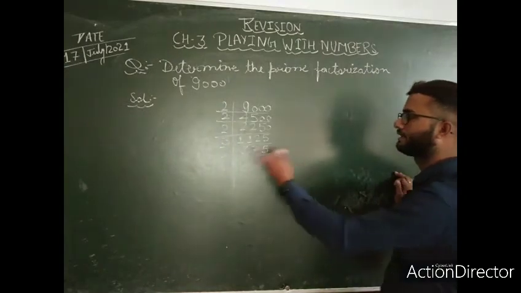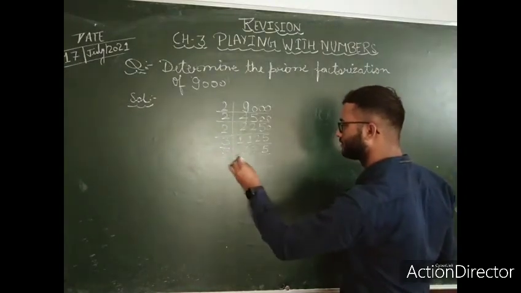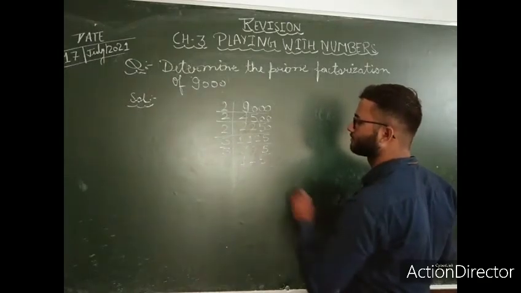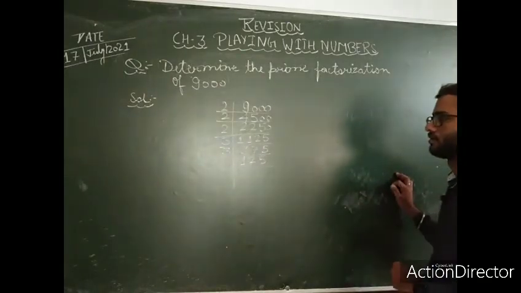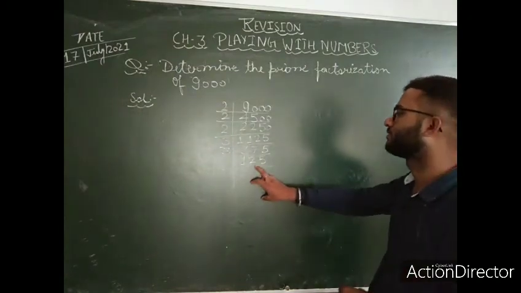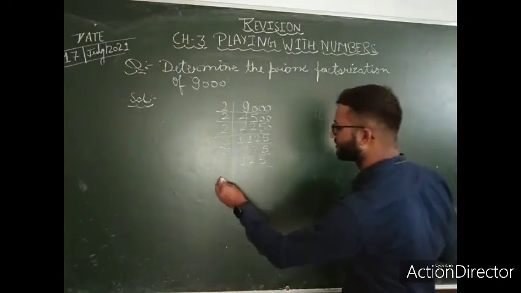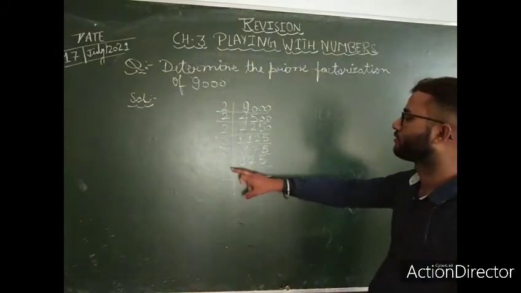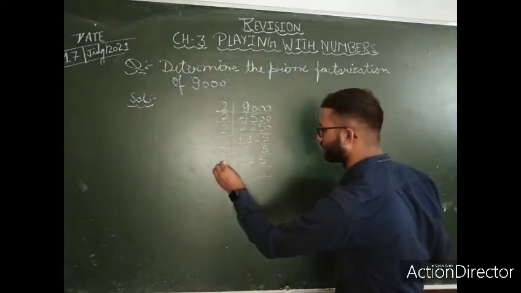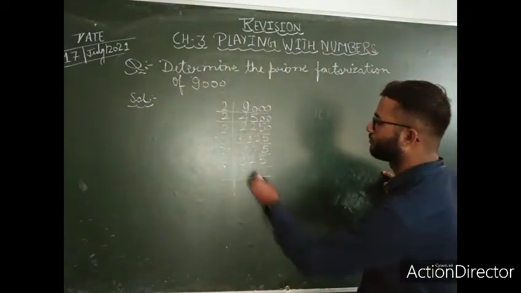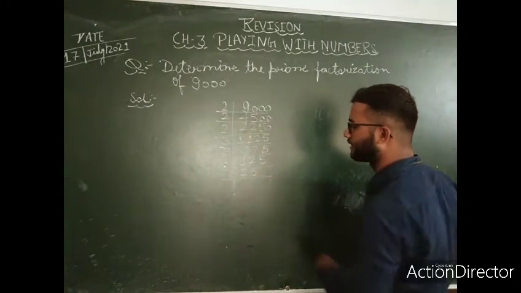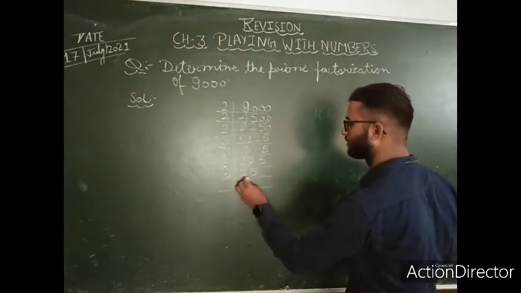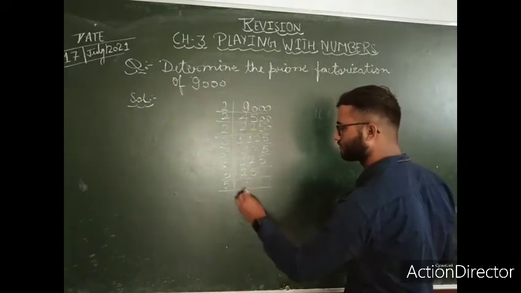Now this number is again divisible by 3. 3 1s are 3, 3 2s are 6 and 3 5s are 15. Okay, now 125 is not divisible by 3. Let me take the next number. 125 is not divisible by 4. So here we take 5. 5 2s are 10 and 5 5s are 25. Now again 25 divided by 5. 5 5s are 25. Then 5 1s are 5.